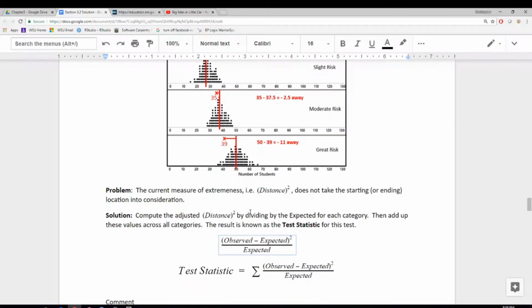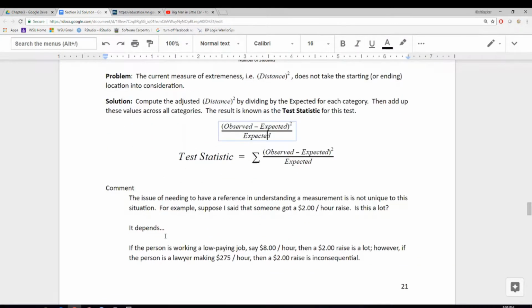Once I have that calculation done for each group, then I just simply add them up across all of the categories. And when I do that, we call that result a test statistic. Okay, so that adjusted squared distance added up or summed up, this just says sum it up across all the categories, we call that quantity a test statistic.